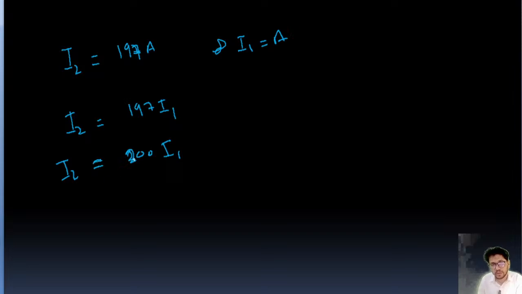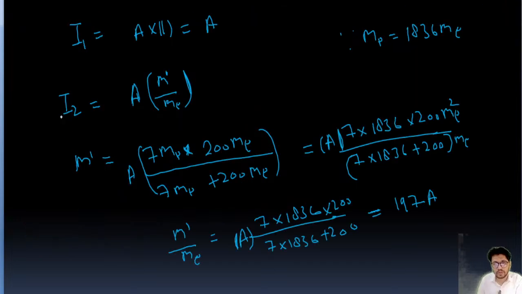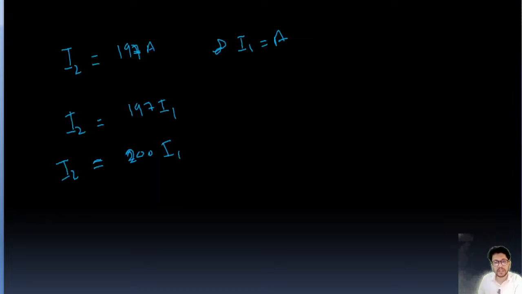So which option is matching, guys? Option C, 200 times larger than that of normal lithium atom, okay? So I2 is the ionization energy of muonic lithium atom, right? So you can see this is 200 times of I1. I hope you understood it, guys, okay? I hope you have understood it, okay? Next question.